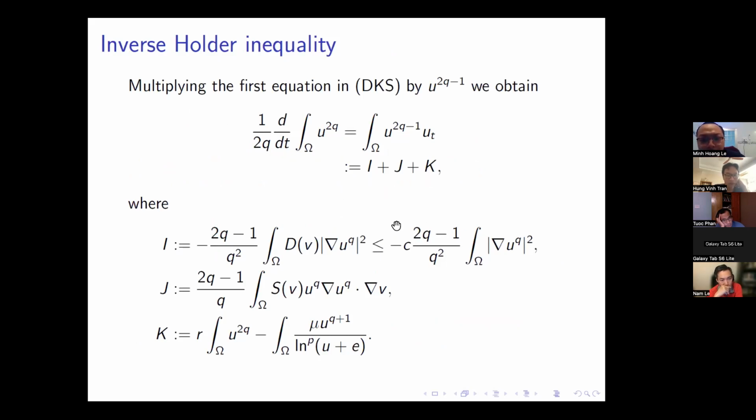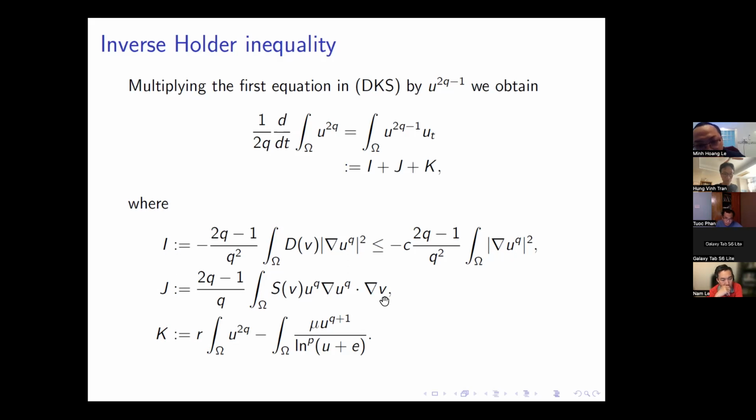I is a good term because the dependency of a constant in q is important. Then I write it down precisely here. And the J is the bad term, the term we need to control. The K term is easy. We don't have to pay attention to K. We need to focus on J only.